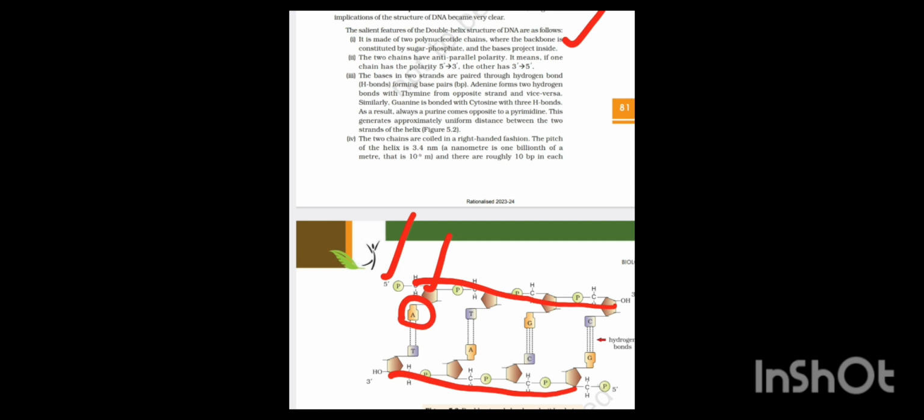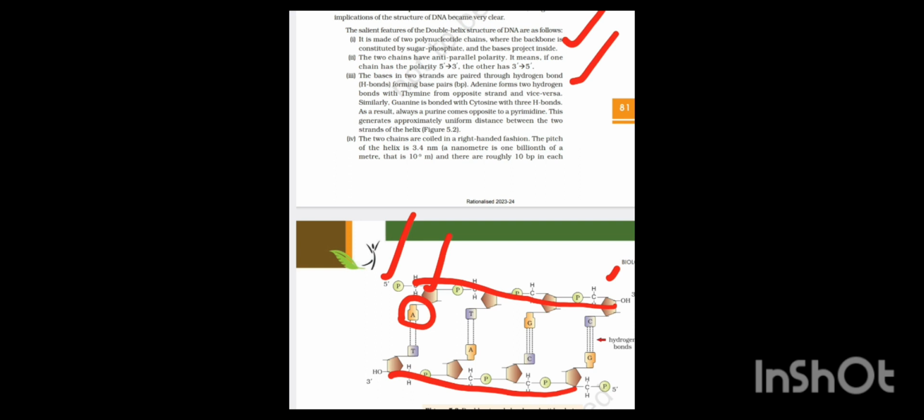Now, the salient features of the double helix structure of DNA are as follows. It is made up of two polynucleotide chains, where the backbone is constituted by sugar and phosphate and the nitrogen bases project inside. So these are the sugars, this is the phosphate which makes the backbone of the polynucleotide chain, and the nitrogenous bases project inside. The two chains have anti-parallel polarity. It means one chain has 5' to 3' direction, and the other strand runs just opposite to it, that is 3' to 5'.